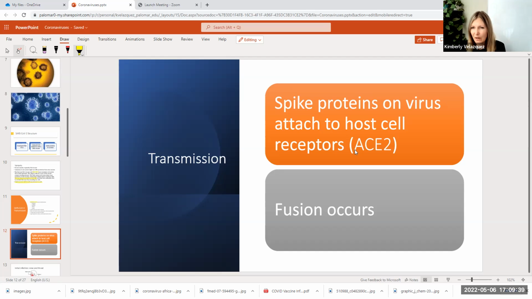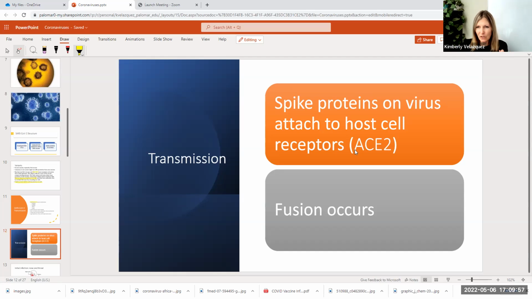Another tricky thing about this virus is fusion occurs. If you've watched the HIV video, you've seen how fusion occurs in that virus. It's really how some viruses kind of zip together their viral membrane with the host cell membrane.